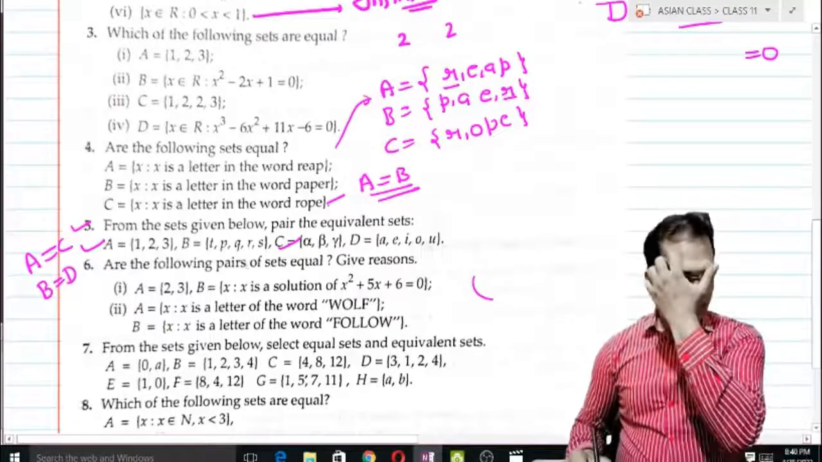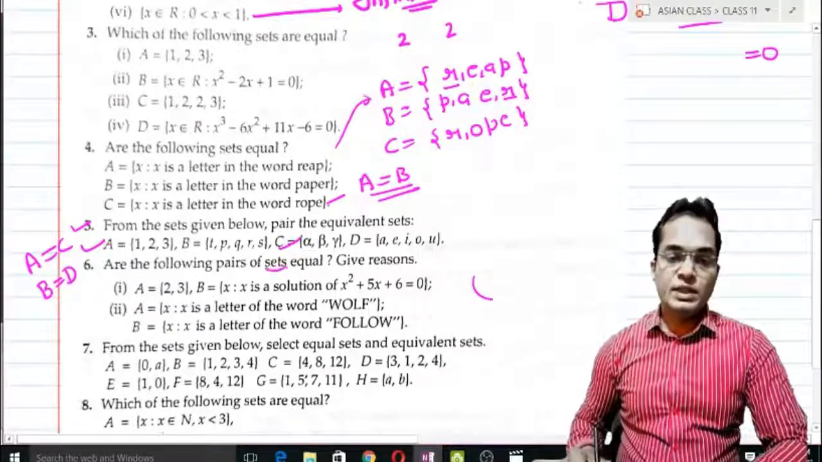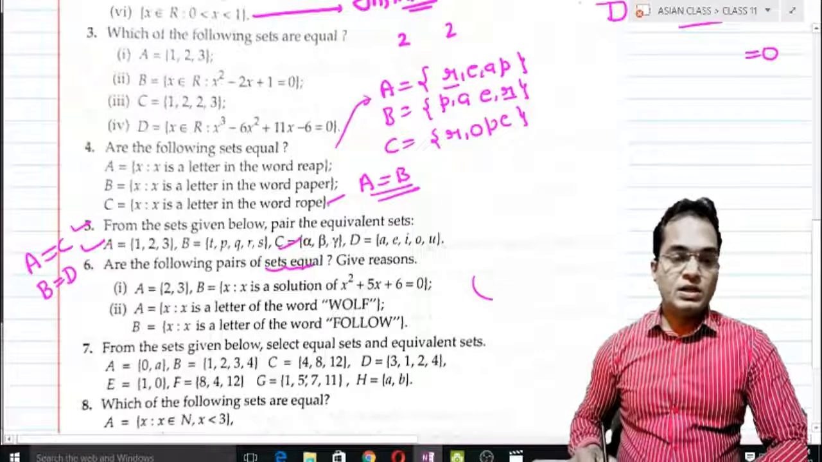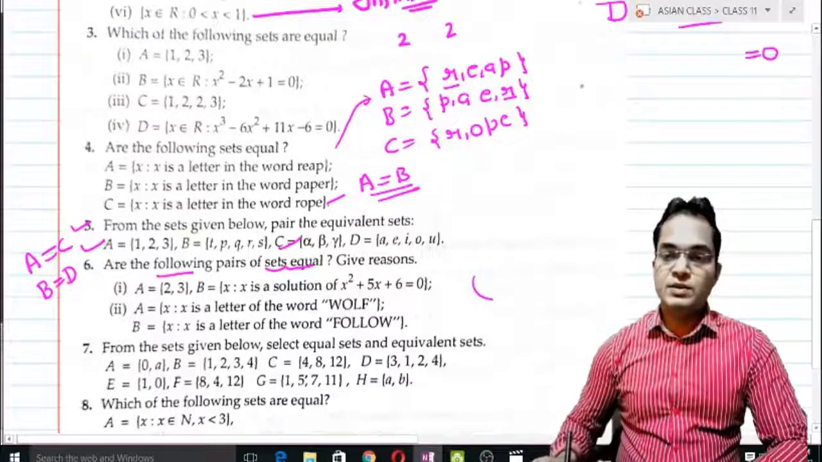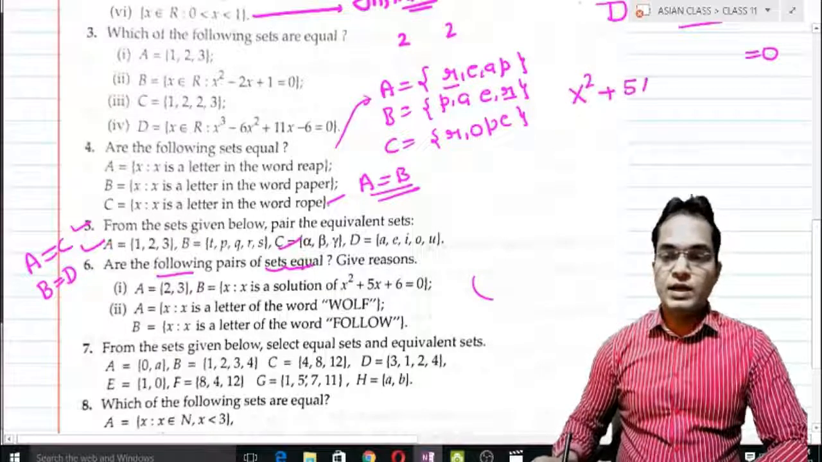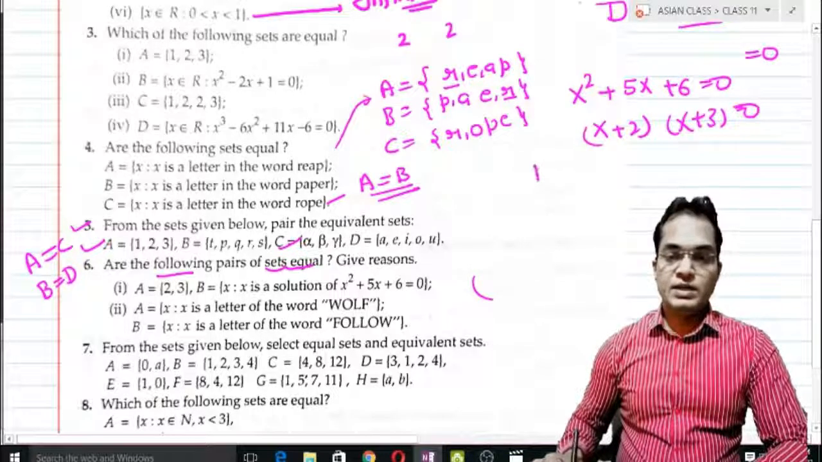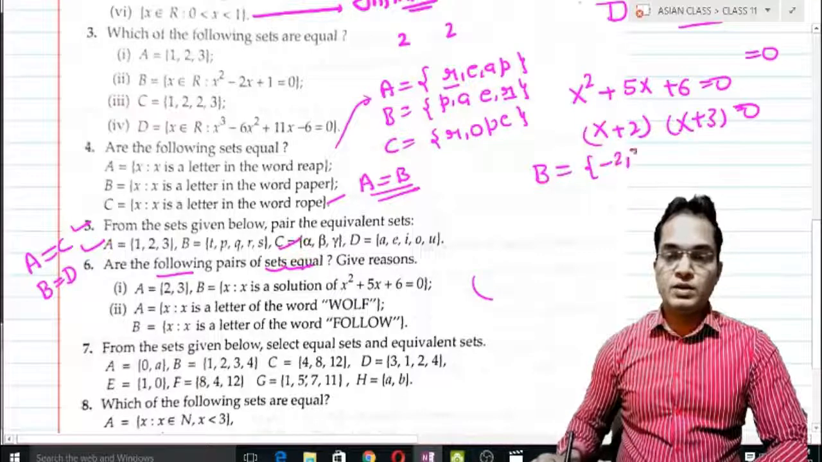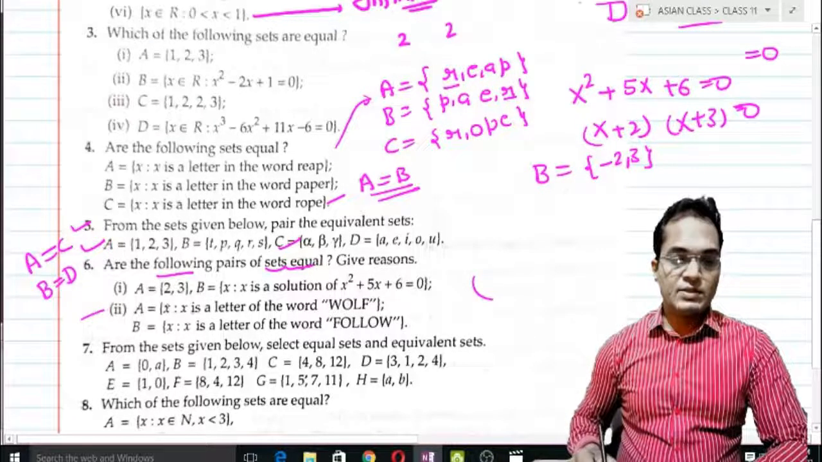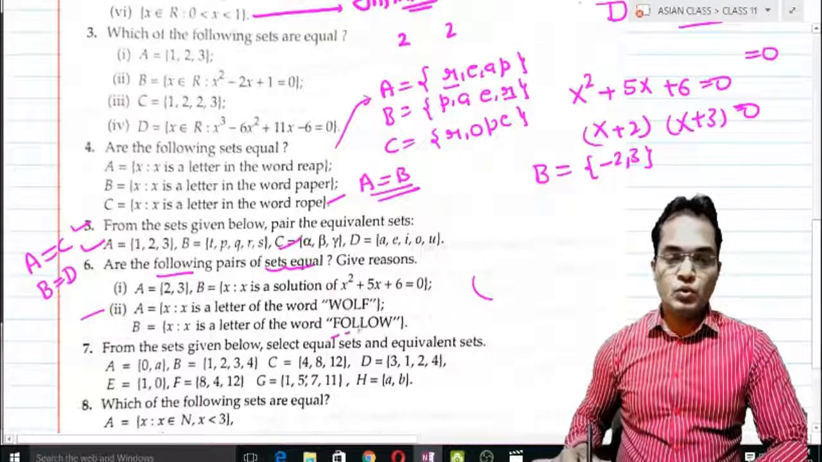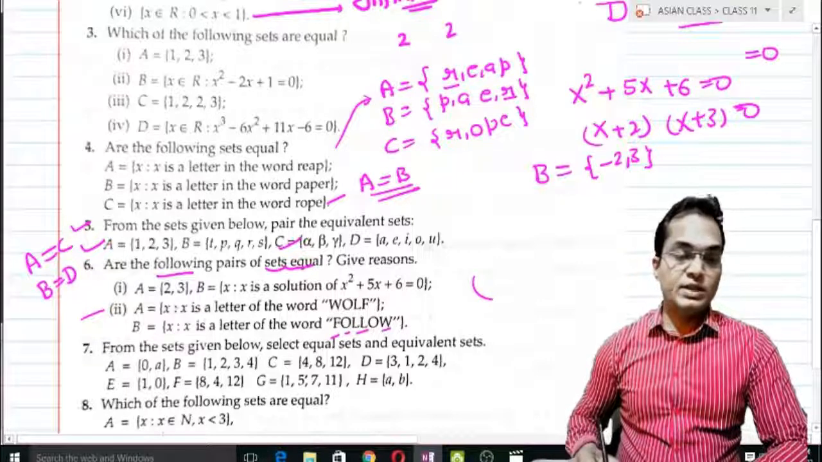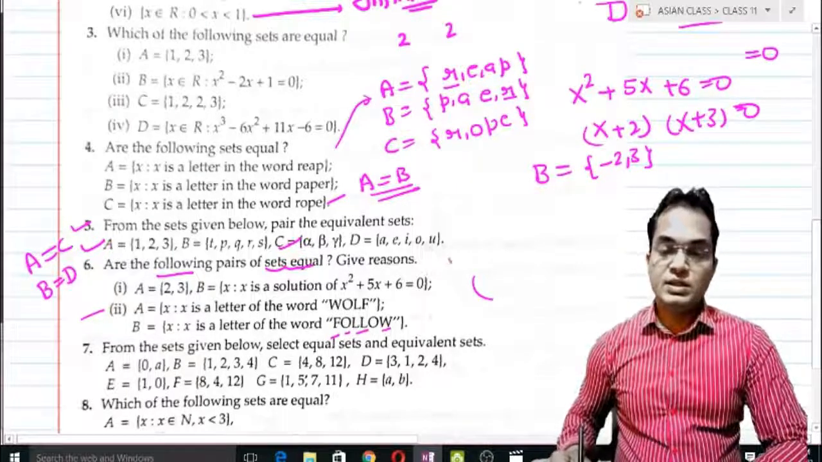Okay. Now question number 6. Are the following pair sets equal sets? Okay, it is 2, 3 and the factors of this equation, x square plus 5x plus 6. Factorize it, then the solution is given by this. Set B is minus 2, 3, which is not equal. And the second part is wolf, WLF, and FOWL. This is equal. Means the question number 6 answer is the second option.